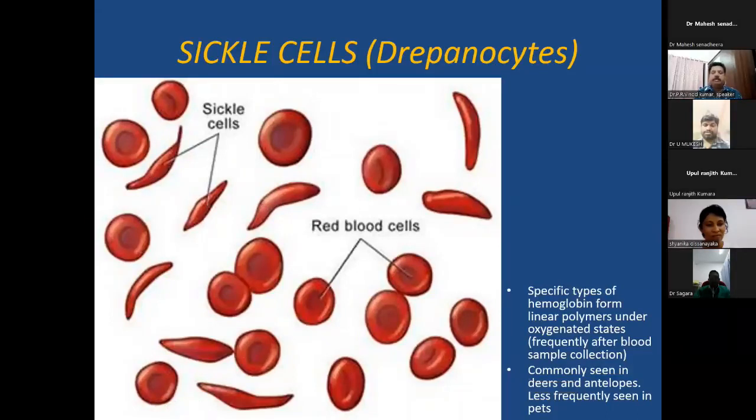And that is drepanocytes. And this is very commonly seen, as usually seen in deer and antelopes.